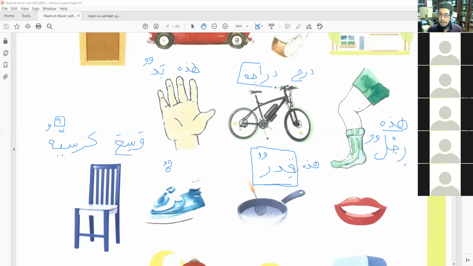I think for Arabic-speaking people, it's just how it is. For example, kursi in Urdu, my language, is feminine.